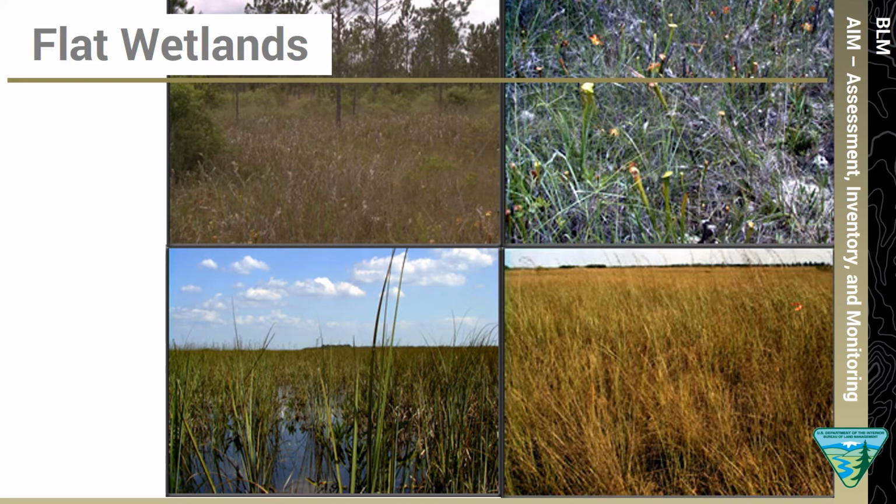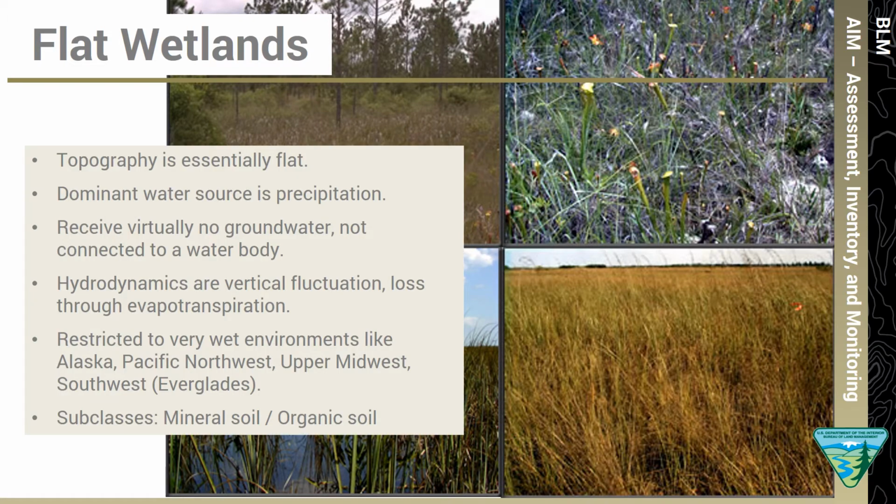The first couplet in the HGM key is for flats HGM class. These expansive wetlands are essentially flat. The dominant water source is precipitation falling directly onto the wetland and maintaining soil saturation. These wetlands receive essentially no groundwater discharge. Instead, they feed groundwater aquifers, and they do not connect to water bodies. The hydrodynamics, meaning the direction of water flow into and out of the site, are primarily vertical fluctuations. Precipitation falls directly on the wetland, and water is lost through evaporation up and, to a lesser extent, infiltration down.